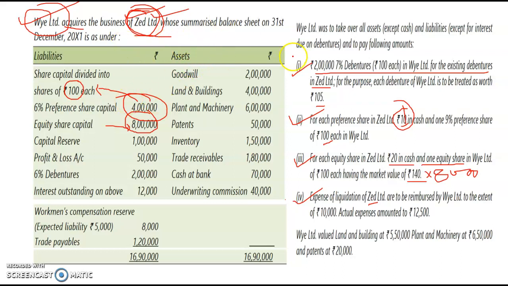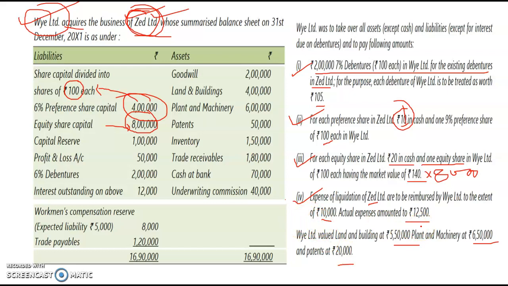But here there is one more thing. The question says that the expenses are being reimbursed by W Limited to the extent of rupees 10,000 only. So any expense above that will have to be incurred by Z Limited only, and that will not be repaid back. And regarding W Limited, valued land and building at 5,50,000, machinery at 6,50,000, and patents at rupees 20,000. These things will be looked into in the next part.